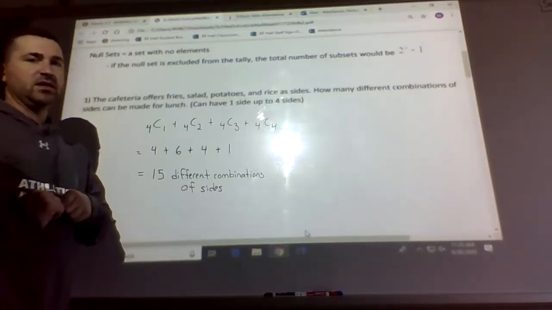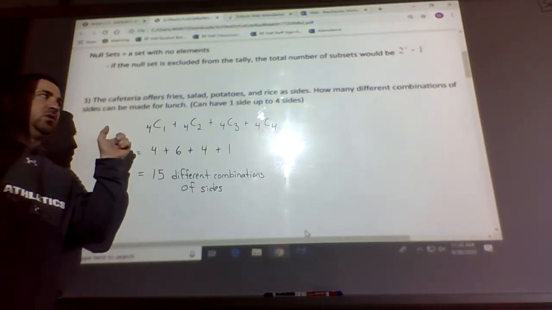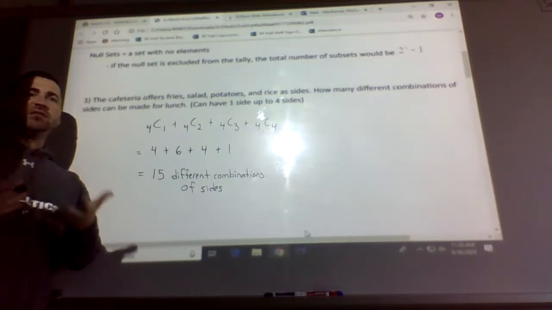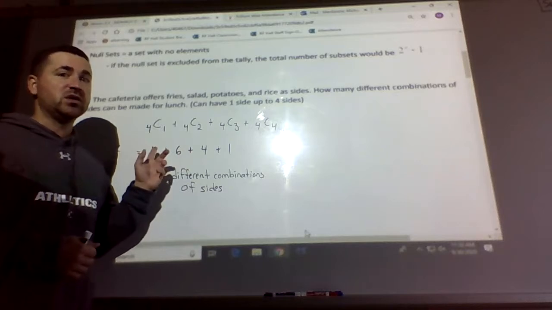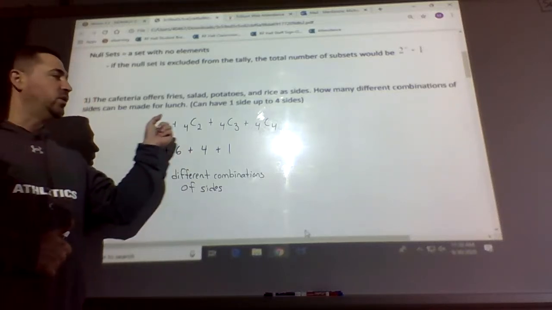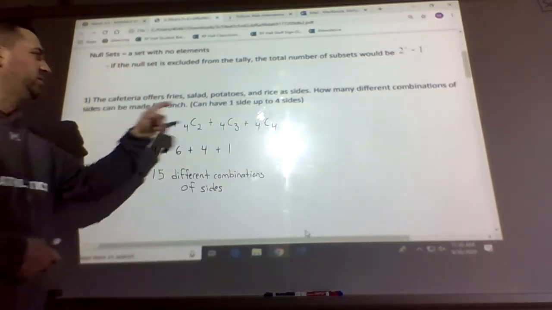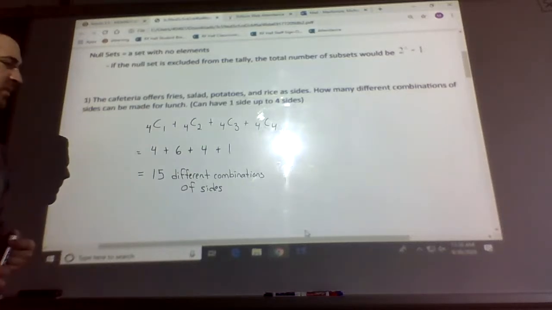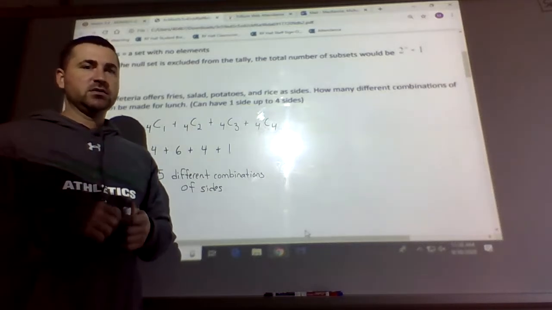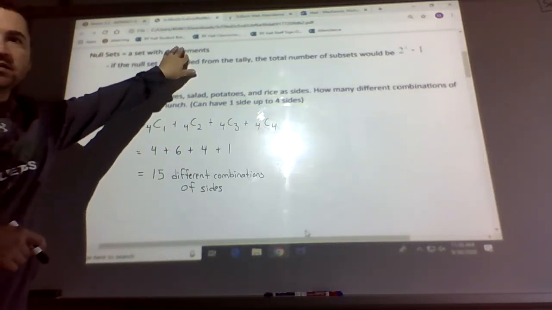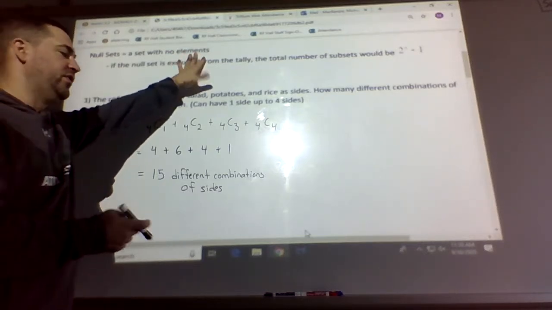You'll notice that in the formula we didn't have the n choose 0. If you went up above, the first one was n choose 0. Well, it tells us that we have to have at least one side, so we didn't say anything about 0 sides. So I didn't put the n choose 0 in there. I didn't do the 0 because it says I have to have 1 to 4 sides. What that means is we are removing the null set. So we're taking out the set with no elements. In this case, it's the set that doesn't have any sides. That's not an option, so we remove it.